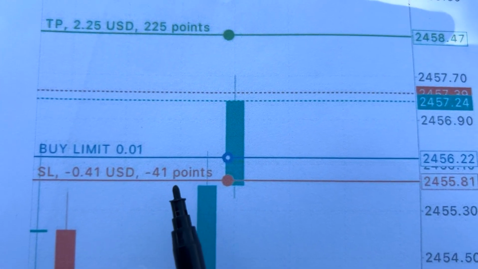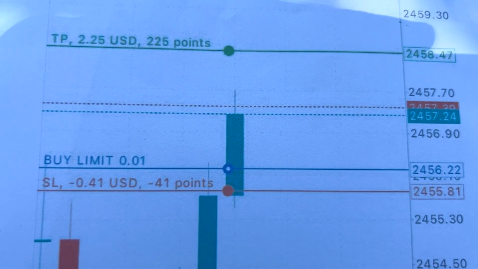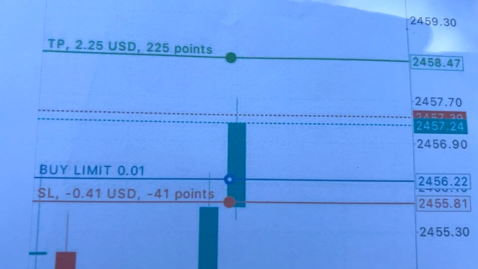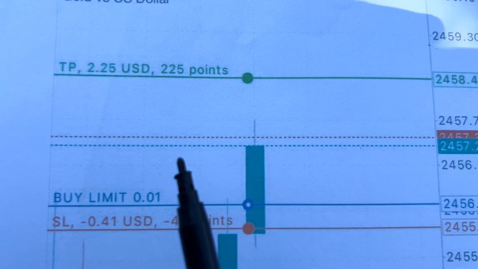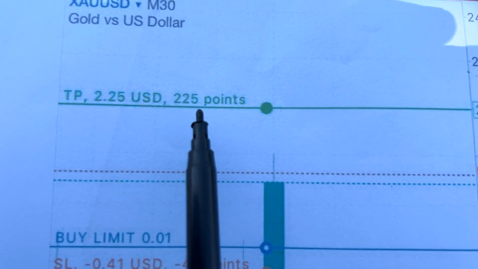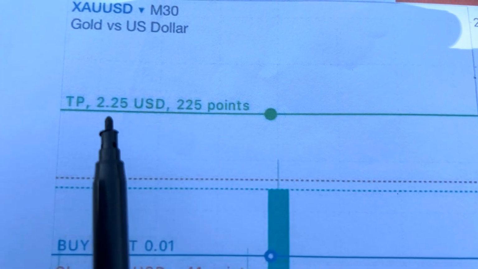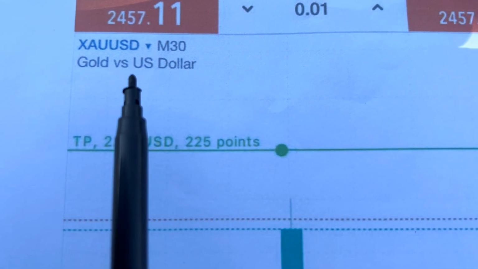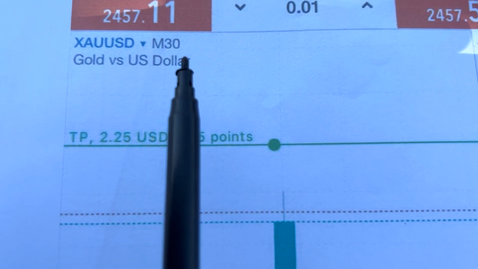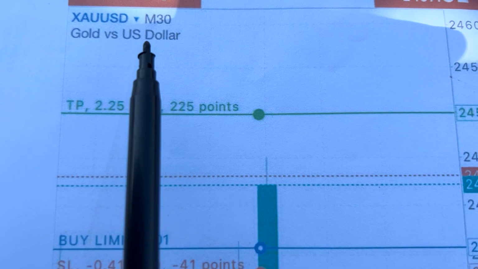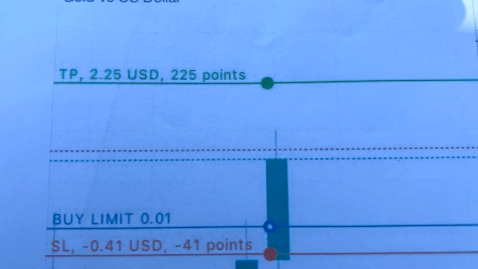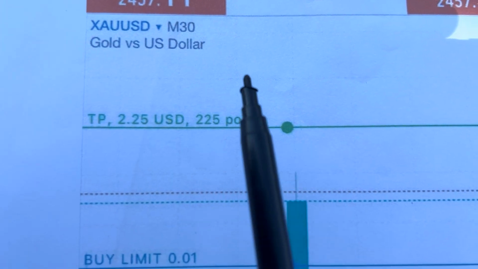As you can see here, this is a number of points. This is a buy limit. For those who do not understand buy limit, please stay on this channel, watch the lessons, and learn. Now, these are the number of points. As you can see here, this is 255, which is 2.25 points. This is gold, by the way, on the M30, which is 30 minutes. Now, this is gold versus US dollar. And remember, when you see it like this, it means the US dollar trading against gold.